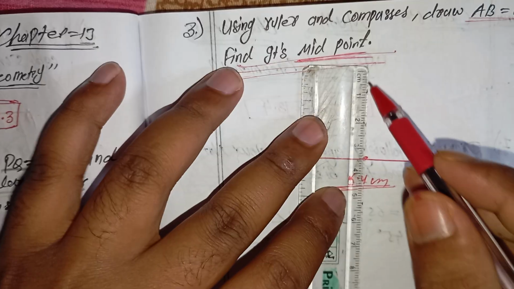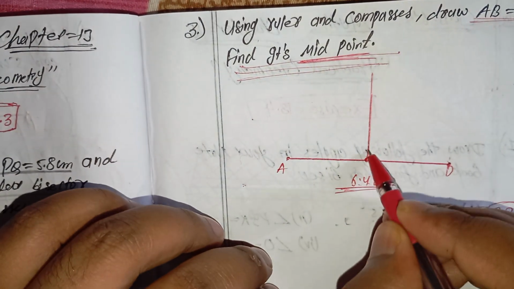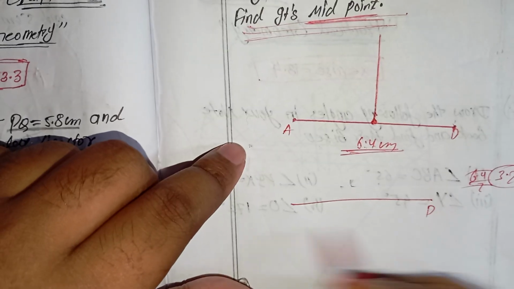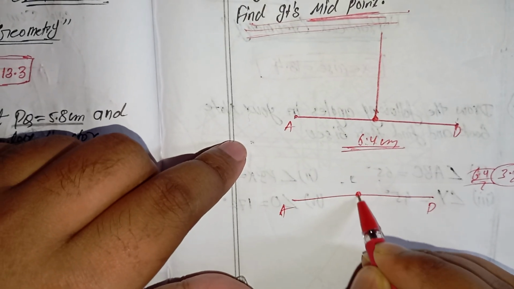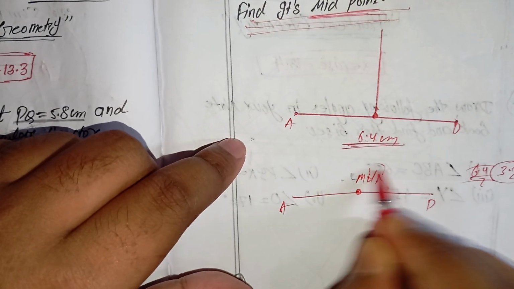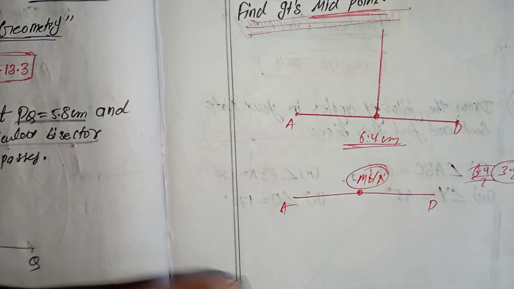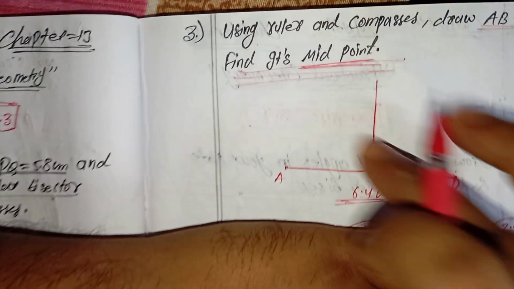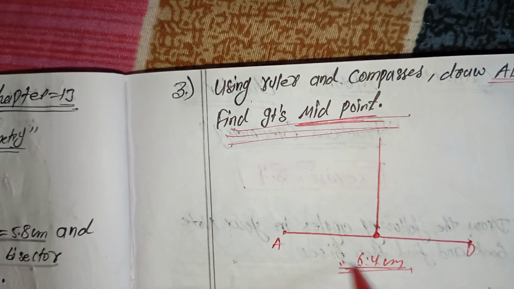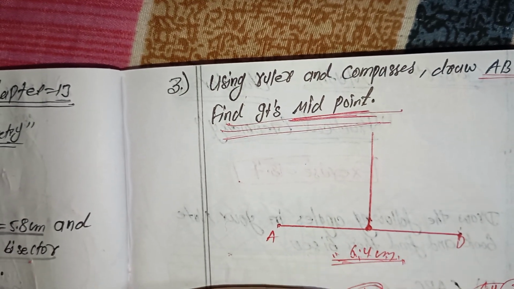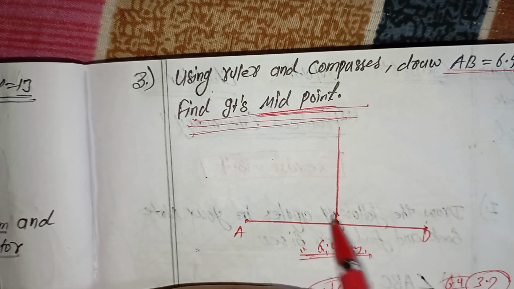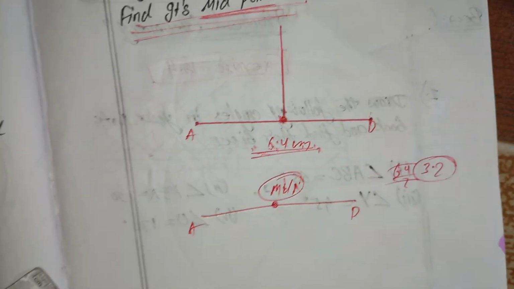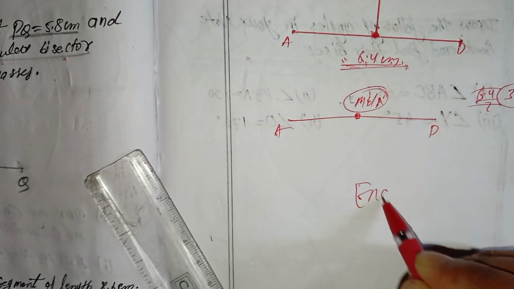You can do it like that also. You can take a straight line and do it. This is the line, this is B and this is A, and in the middle is the midpoint. Just write that this is the middle point. Otherwise, you can just do it like that. 6.4 is there, so what will be half of 6.4? 3.2. From here to here is 3.2, and this is the middle point. So overall this exercise is totally ended here.